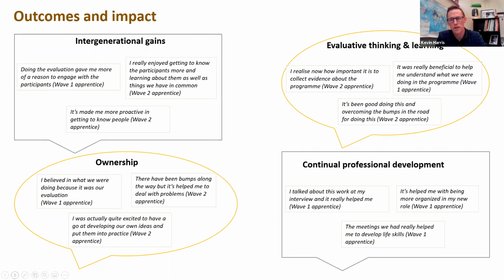And in terms of evaluation thinking and learning, one of the apprentices said it was really beneficial to help me understand what we were doing in the program. So a big part of realist evaluation is actually developing program theory. What are we actually aiming to do within the program before we then seek to evaluate it, which I think is really important as well. So that kind of came out, and it was really pleasing from my perspective, and also from the evaluation team's, to see that in terms of continual professional development, some of these apprentices were able to go on and secure full-time jobs and reflect on these experiences. So those are just some of the snapshots.